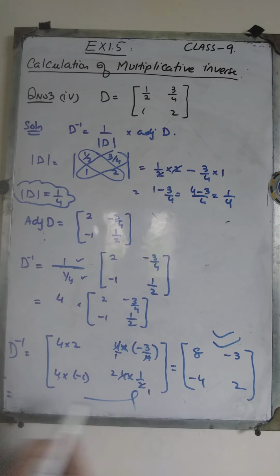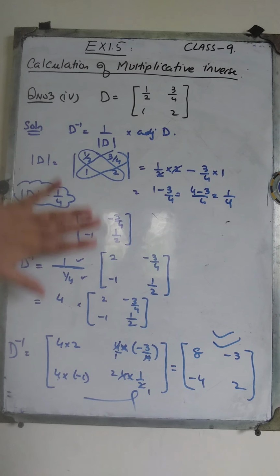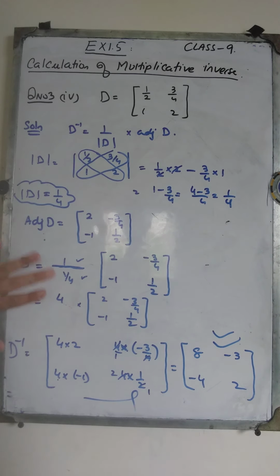So this completes the question. This is how we find the multiplicative inverse of the matrix. The method remains the same, only we had fractions, therefore we had some more things to learn or to revise, that you have already revised.